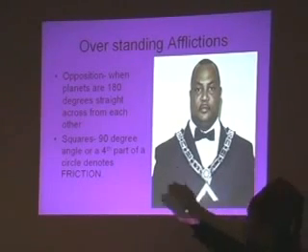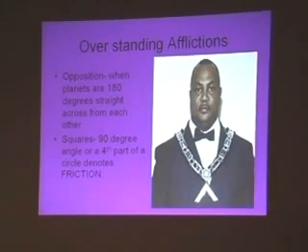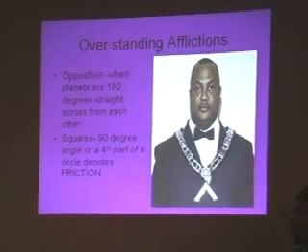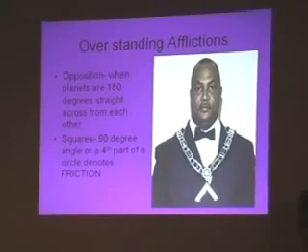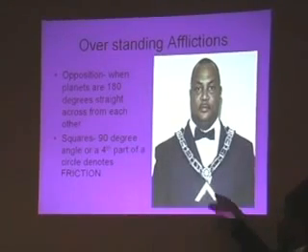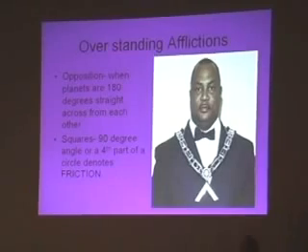All right? A square is a 90-degree angle or a fourth part of a circle, and it denotes friction. Again, look at a clock. If it's at 12 o'clock, 3 o'clock is a square. That's a 90-degree angle. If it's at 3 o'clock, 6 o'clock is a square. Notice that if you step into some worlds of the occult, the master wears the square. But even our good brothers over there really don't know what they're working with. But they will. Hit the next one.